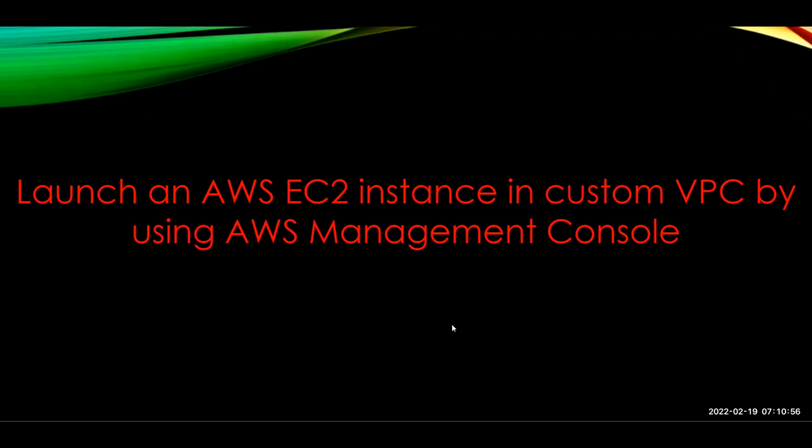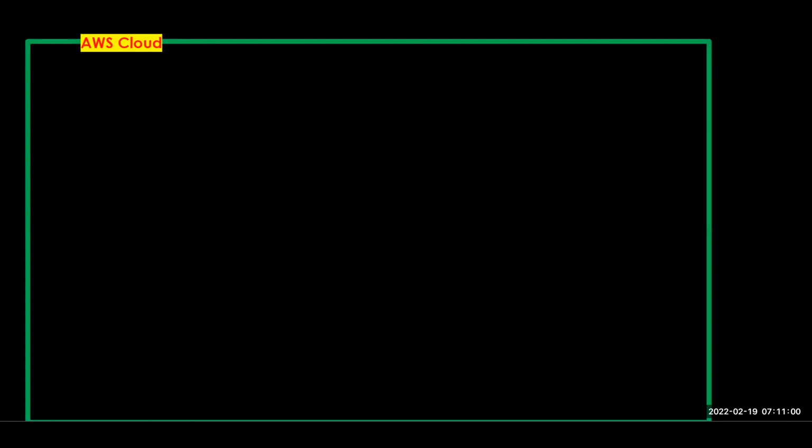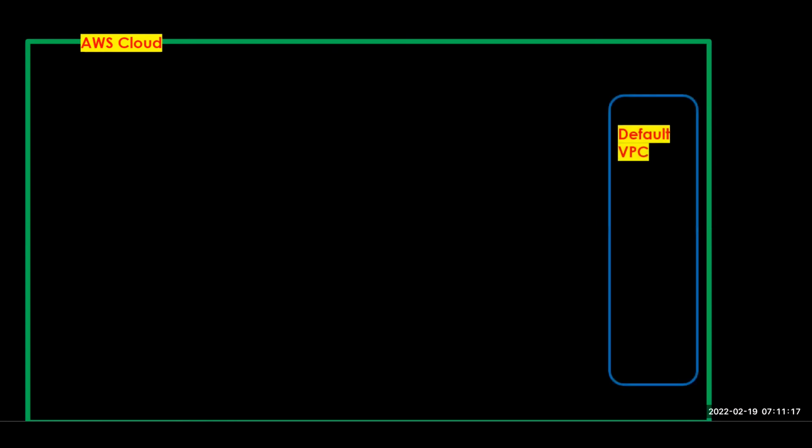Today, if we see, we have the AWS cloud. It's a very big infrastructure that is already there, infrastructure developed by AWS, with some backbone network. In AWS, what we get is one default VPC per account. We can say I have created one account on AWS, so I will get one default VPC.